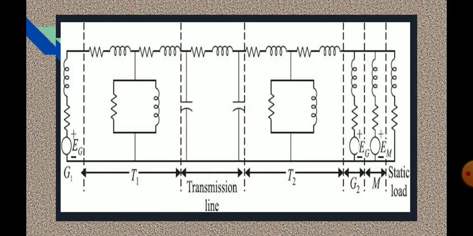The next one, this is the equivalent impedance diagram for the previously seen single line diagram. So first one, generator. We know the generator should be represented with the EMF along with the reactance. Next one is transformer 1, that is the sending end transformer. So the central part is the transmission line. It is actually a pi form representation. This one is the receiver side transformer. So next one is generator 2, that is EMF along with the reactance, impedance, and motor EMF along with the impedance value, and the last one is the static load representation.